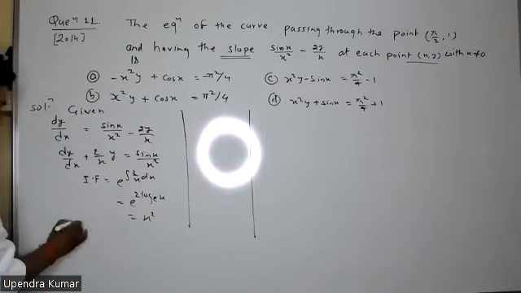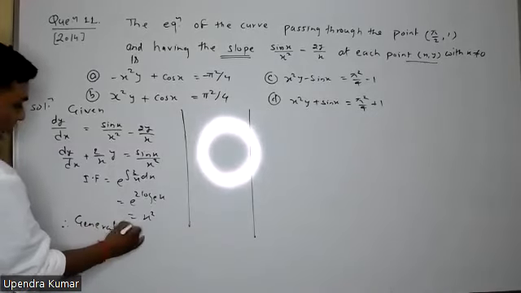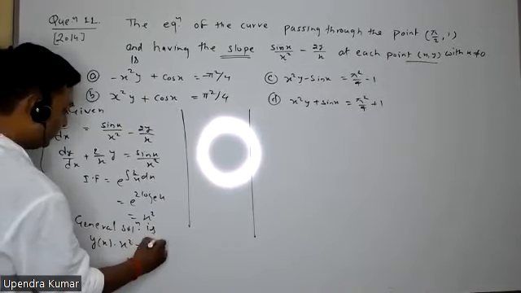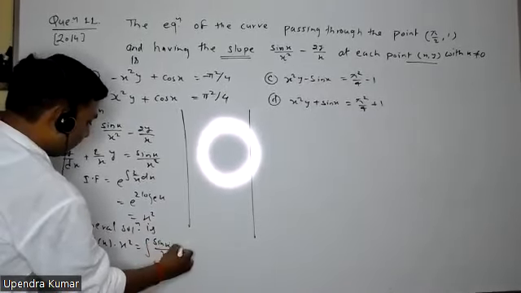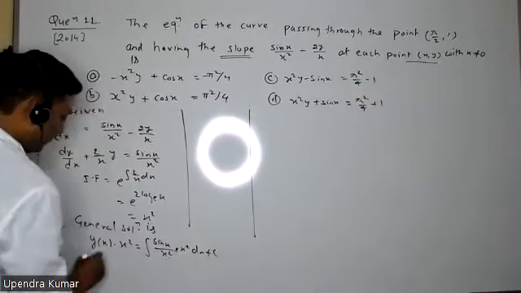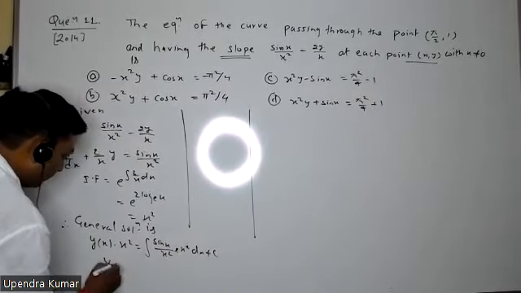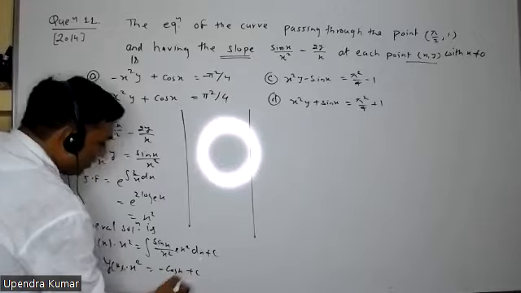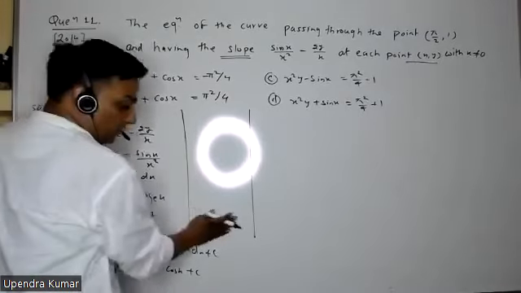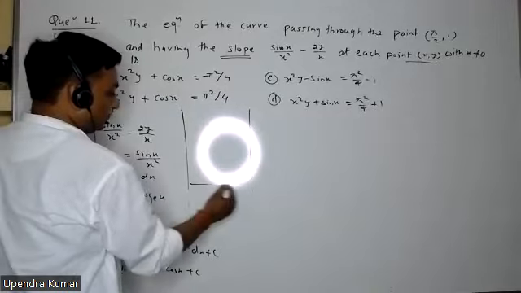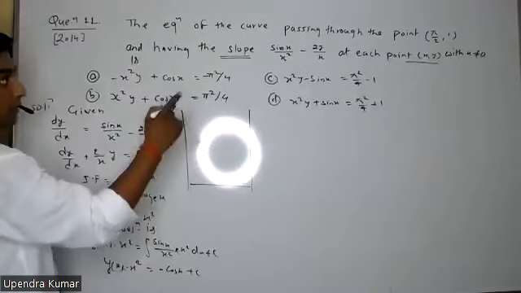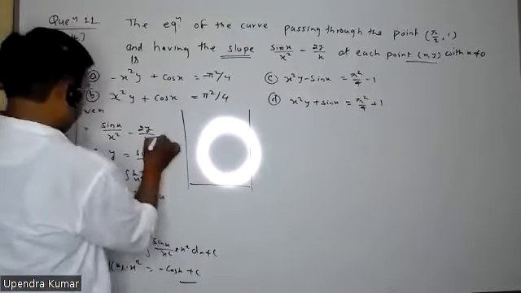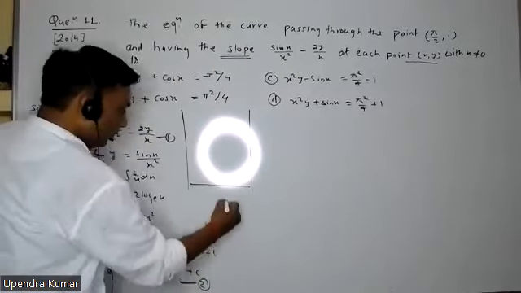Right? So the general solution: y of x into x square equals integral of sin x by x square into x square dx plus c. So ultimately we got y of x into x square equals the integration of sin x, minus cos x plus c. They have given the function also passes through the point pi by 2 comma 1. So let's say this is equation 1, this is 2.